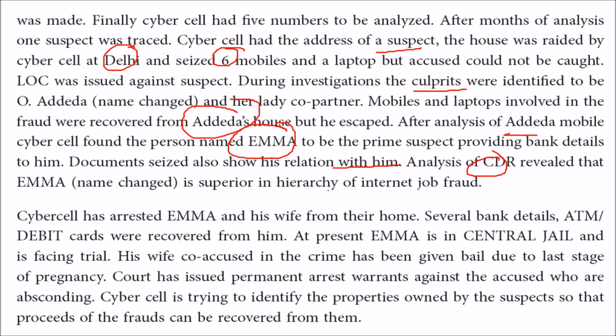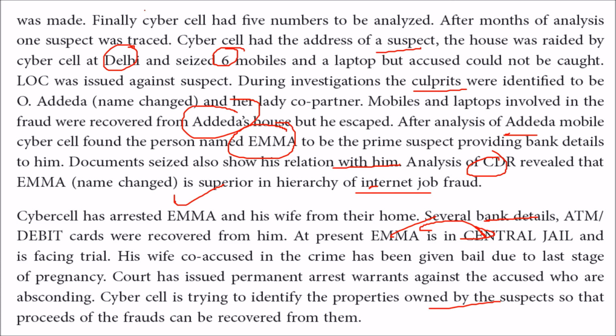So the cyber cell arrested Emma and his wife from their home. Several bank details and ATM debit cards were recovered from him. At present, Emma is in central jail and facing trial. And his wife, co-accused of the crime, has been given bail because she was pregnant. The court has issued a permanent arrest warrant against the accused who are still absconding. The cyber cell is trying to identify the properties owned by the suspects so that what they have defrauded can be recovered from them.